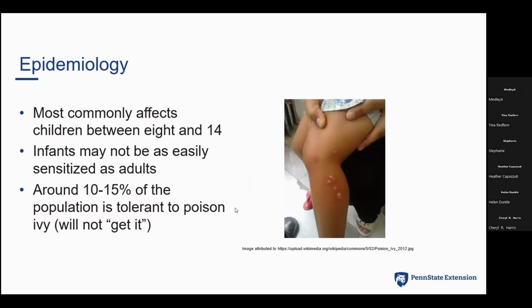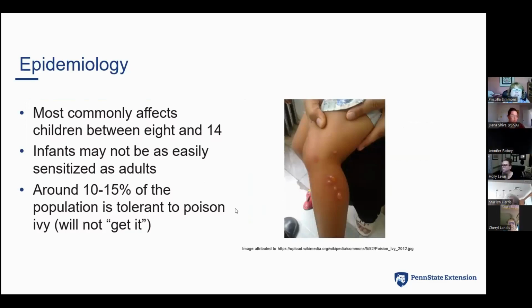The epidemiology, and just let me say that this is all a prelude to describing exactly what happens with the poison ivy reaction, what happens in terms of pathophysiology. But there is so much confusion about who gets poison ivy, who doesn't get poison ivy. And clearly, it most commonly affects children because children are outside running around, hopefully, in wooded areas and even in gardens where poison ivy can be found.